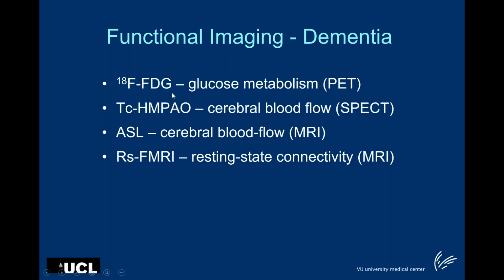The most well-studied is this SPECT tracer called HMPAO, which is not used very much anymore. Much preferred is FDG PET, which shows glucose metabolism. And upcoming are arterial spin labeling to measure blood flow, which is related but not the same as glucose metabolism. And then we have resting state fMRI, which measures brain activity in an indirect way. So these are all interrelated measures, but the underlying physiological principle is different.